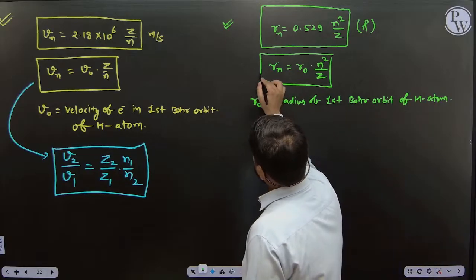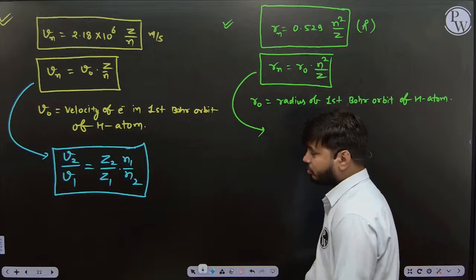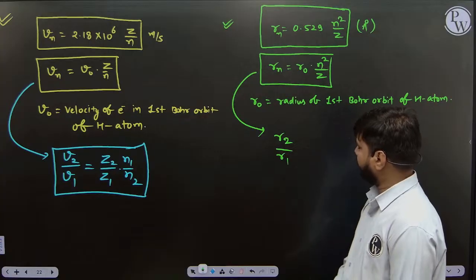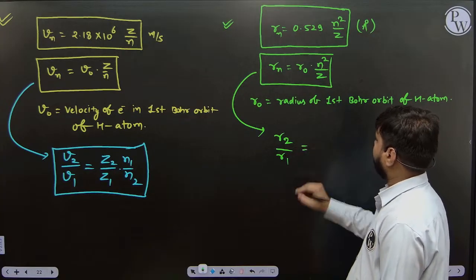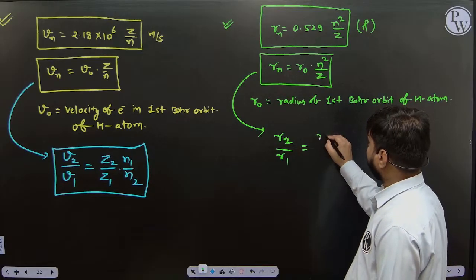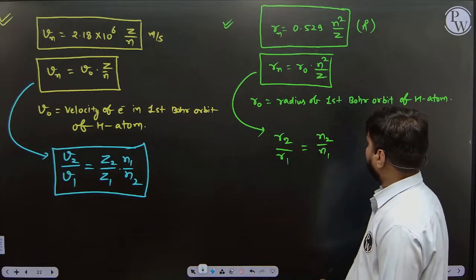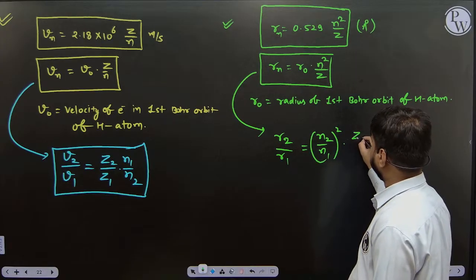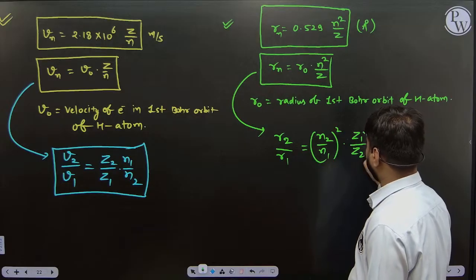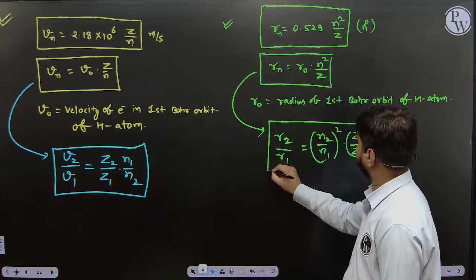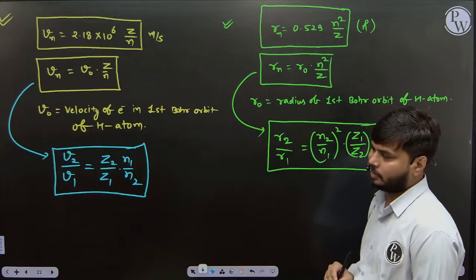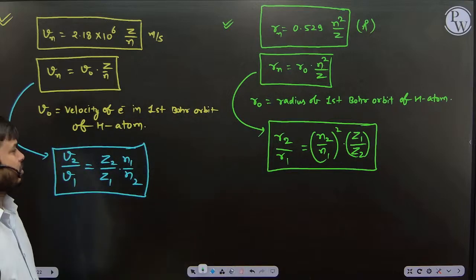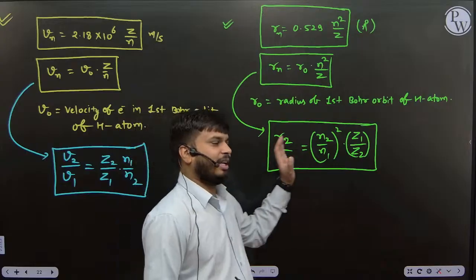From this particular formula we can also write another ratio, which is r2 by r1. r2 by r1 will be equal to n2 by n1, the square of that, multiplied with Z1 upon Z2. So we can also use this formula. So this is what we discussed about the velocity as well as radius.